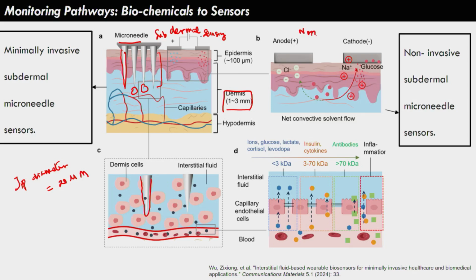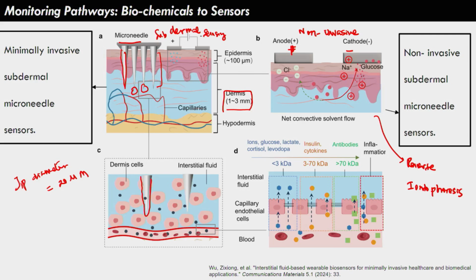This again is another interesting technique which is non-invasive. Unlike optical methods, which require very difficult or complex instrumentation for spectroscopy and all that, this requires a very simple approach which we call reverse iontophoresis. In reverse iontophoresis, we apply an electric field, plus and minus, and this electric field creates a flow of ions, sodium and chloride ions.